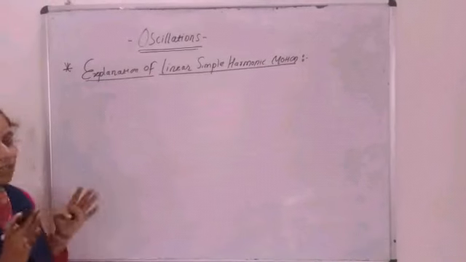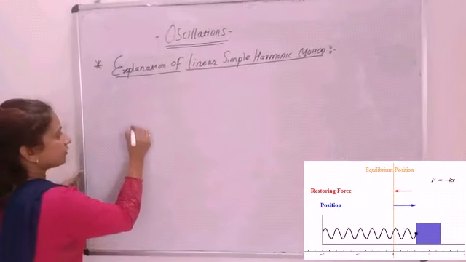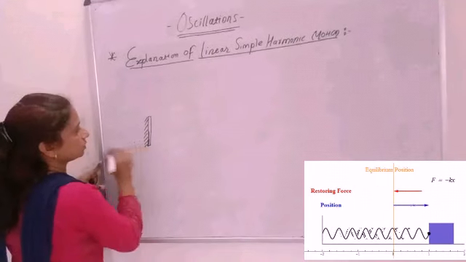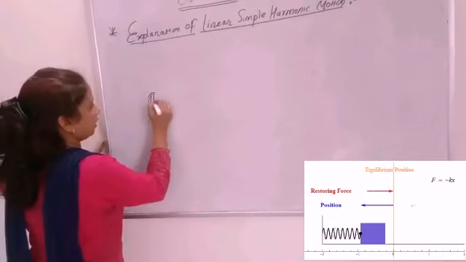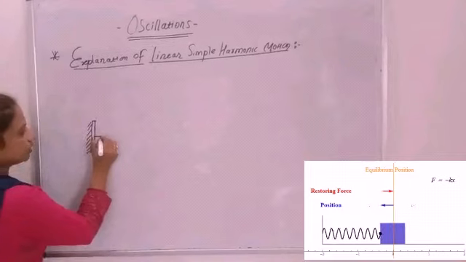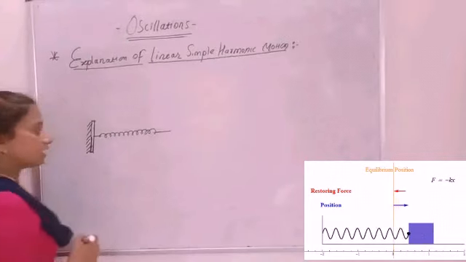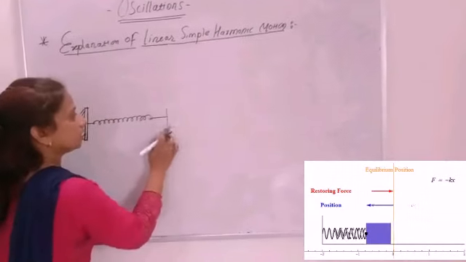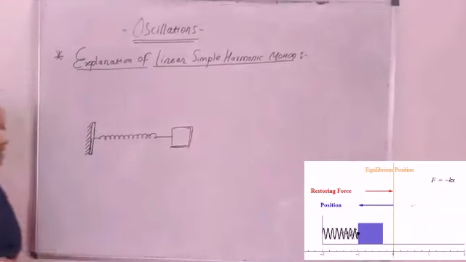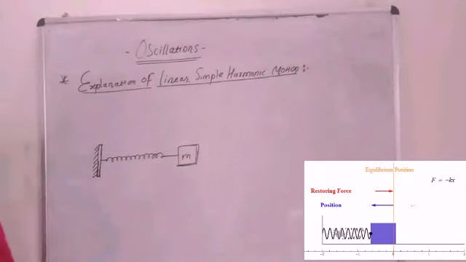Here, we take a mass spring oscillator. Suppose in this figure, this is a rigid support, and this is a spring. At the other end of the spring, there is a rectangular block having mass m.